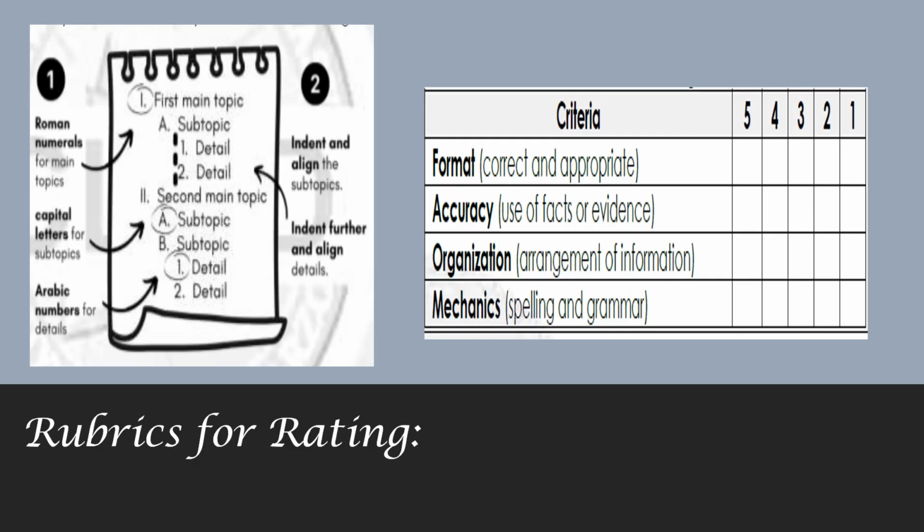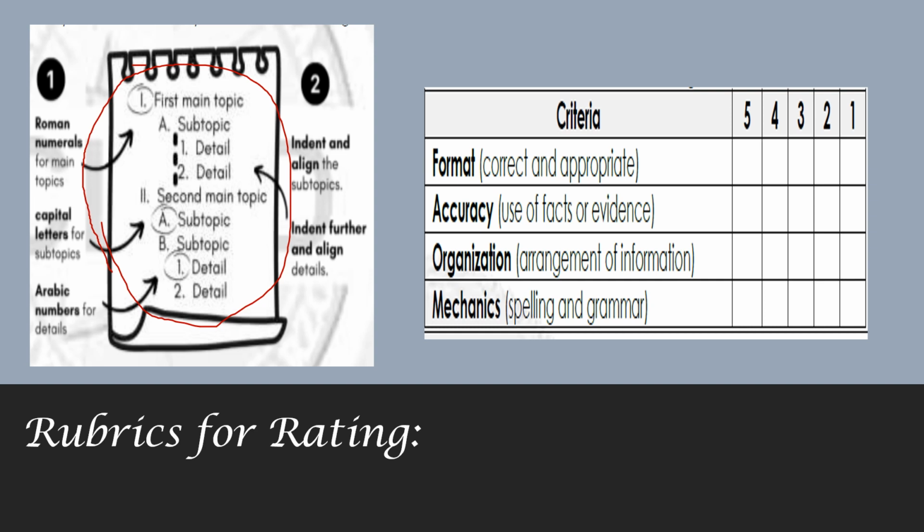Rubrics for rating ng ating performance output. So, format natin, correct and appropriateness. Ang titingnan kong format, dahil outline ang pinagagawa, itong class na nasa left side. So, kapag main topic, Roman numeral ang gagamitin. Kapag subtopic, capital letter. And then, kung may gusto ka pang ilagay na other details, Arabic numbers naman. Ito yun ha. Please follow this format here.